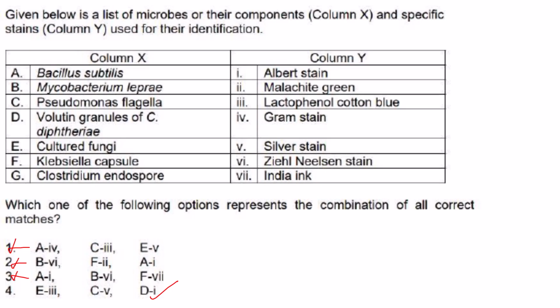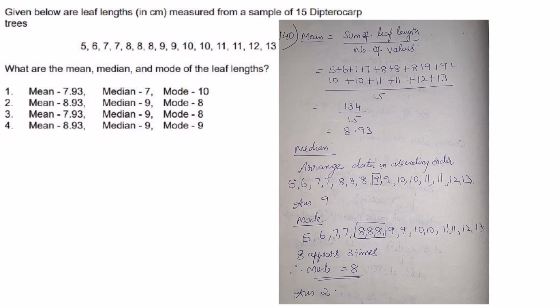Then Clostridium endospore, it is malachite green, so G2. So E3, C5 and D1, that makes option 4 your answer. And these particular bacteria or their components and what stain is used to identify them, you have to learn it by heart. Now coming to the next one.